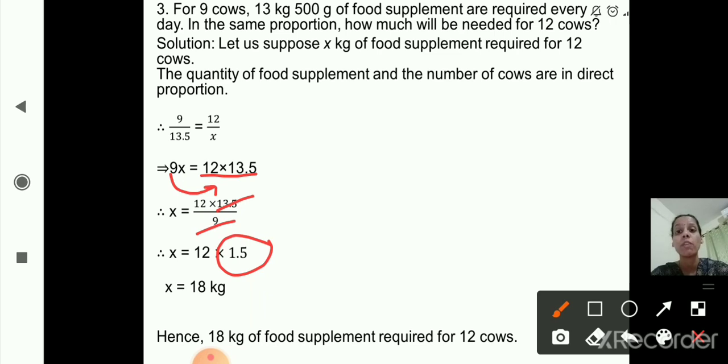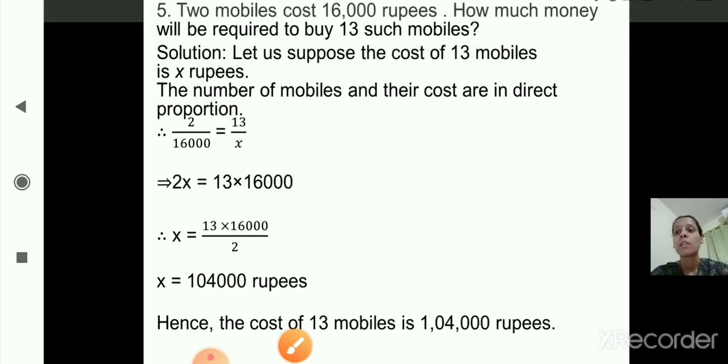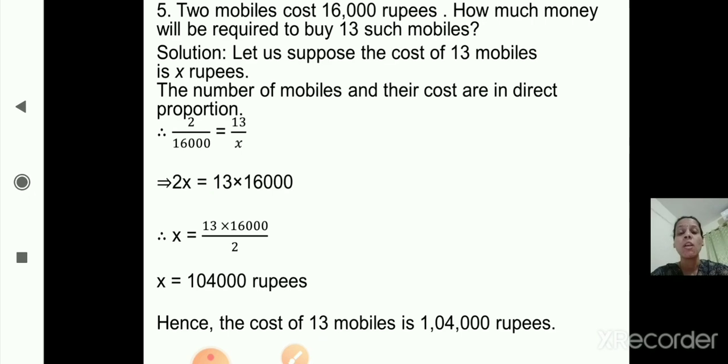So we have completed the first and third one. Now the remaining two sums. One more we will solve, then the remaining two sums we will solve for homework. So now the fifth one we will start.